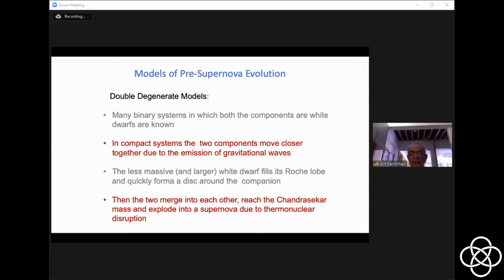Now the point is that you could have a binary with two white dwarfs, and because of the evolution, these white dwarfs were fairly close to each other. So you've got two very compact objects, several thousand kilometers in radius, which are going around each other, and they are massive, and therefore they must be emitting gravitational waves.